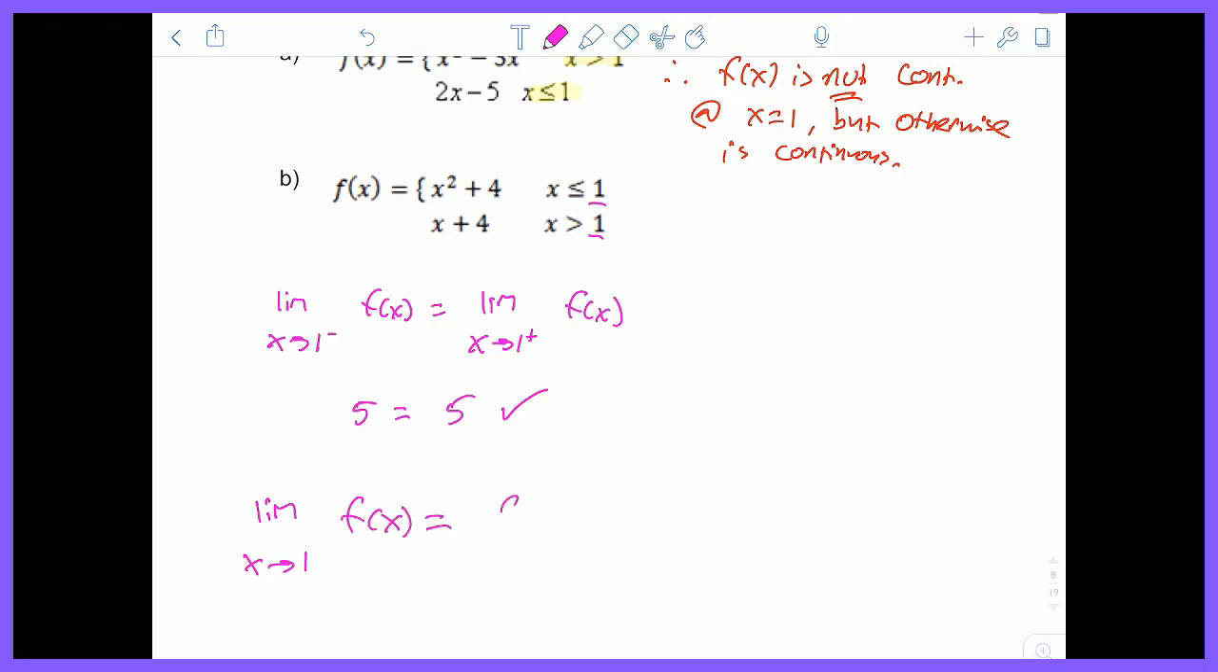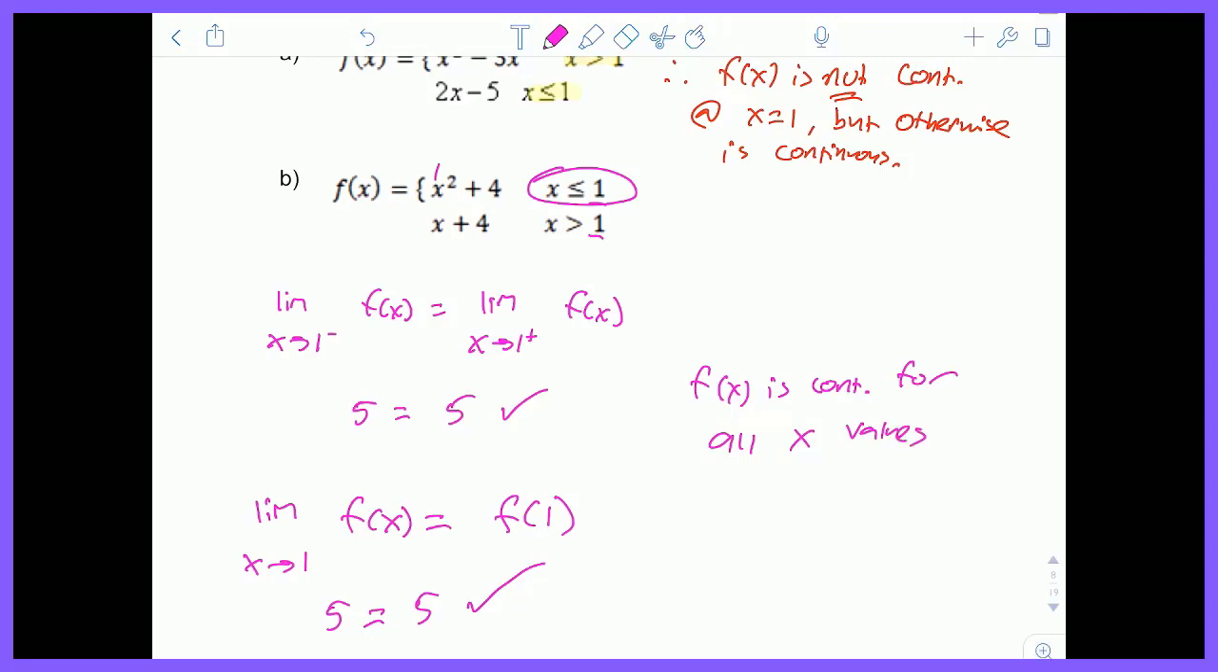Does that equal f of 1? This is the question now. If this works, then we win. We have continuity. So the limit as we approach 1 of f of x is 5. And f of 1 is right here. You just plug in a 1 here, and you get 5. So yeah, we've got this thing. So f of x is continuous for all x values on its domain.